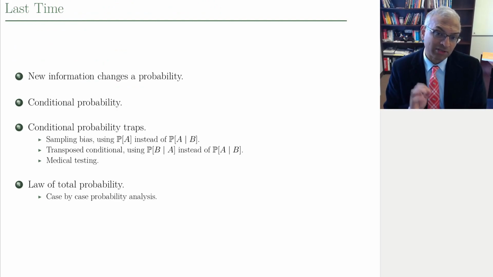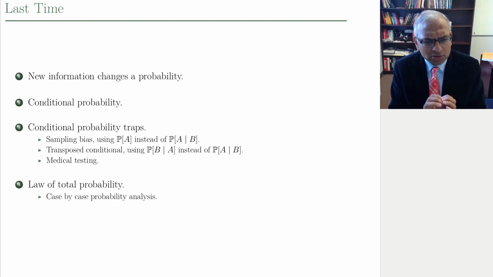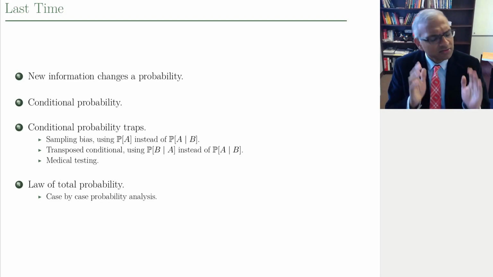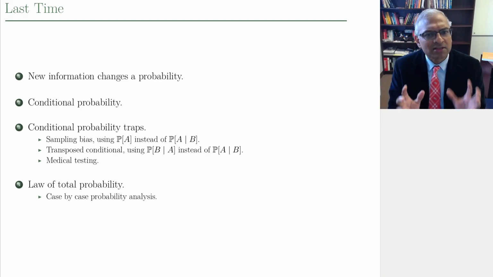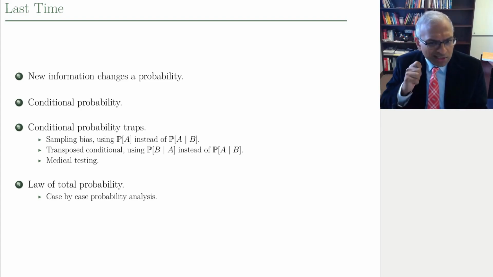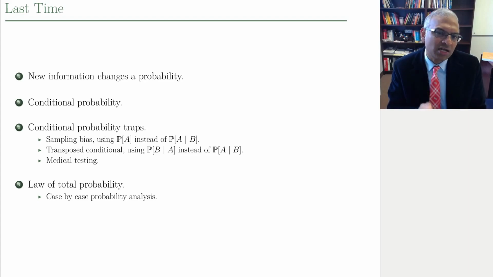Last time we were talking about conditional probability. This is a very important topic. It's how do you update your probability when new information arrives? And it's very important to always be taking into account all the information that's available about the experiment so that you can compute the correct probability, the correct chances of whatever you're interested in happening.